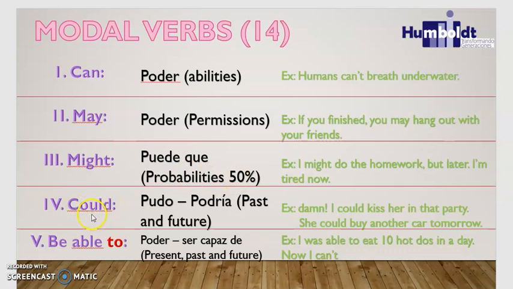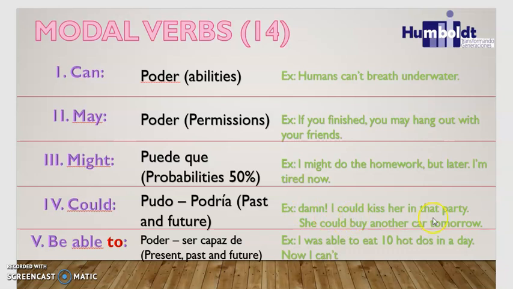The number four is could. Remember that this could is like the past and the future of can. So we can express it as pudo, podía, or pude, as well as podría. So it is used for past and future. We have two examples in here. Damn, I could kiss her in that party.